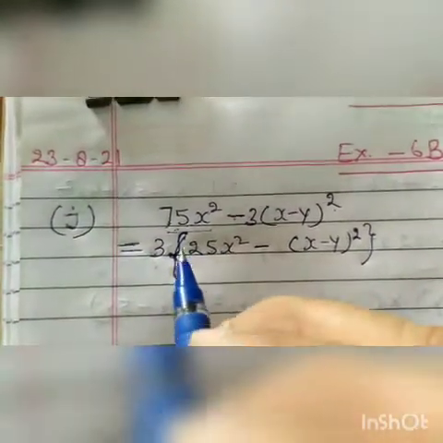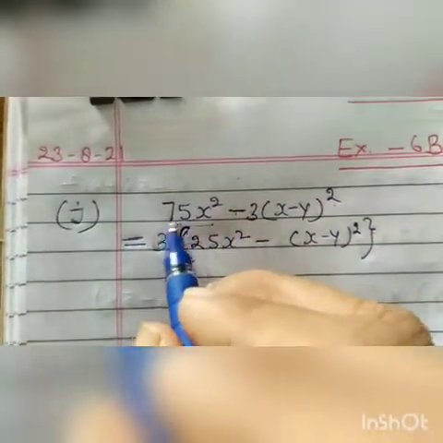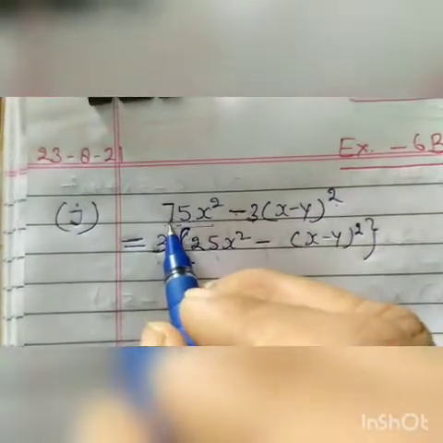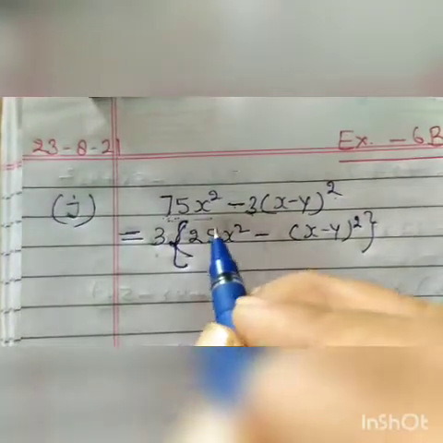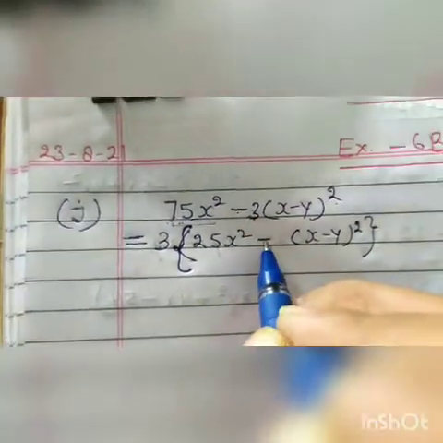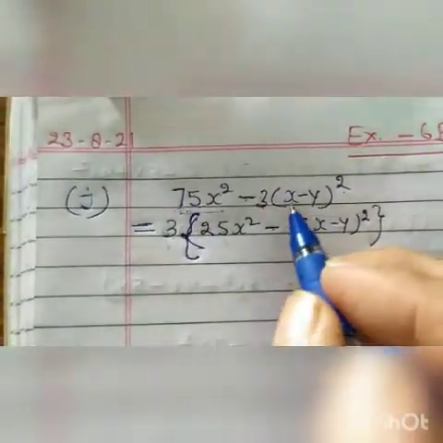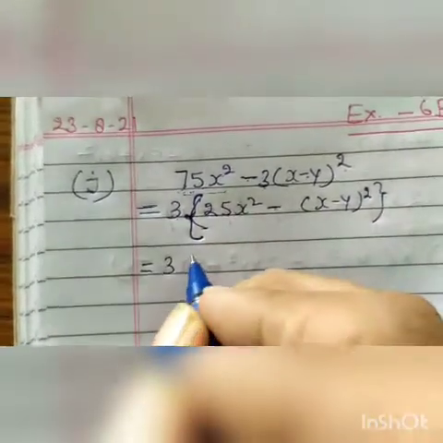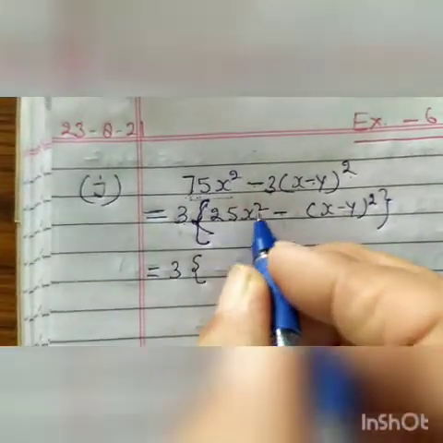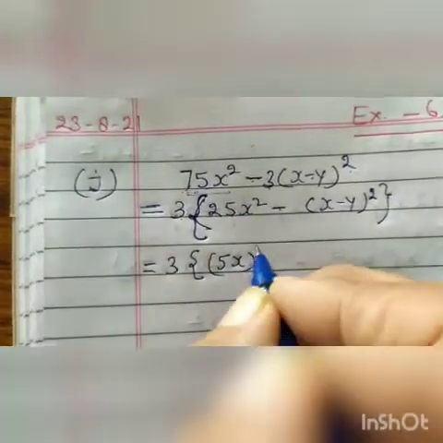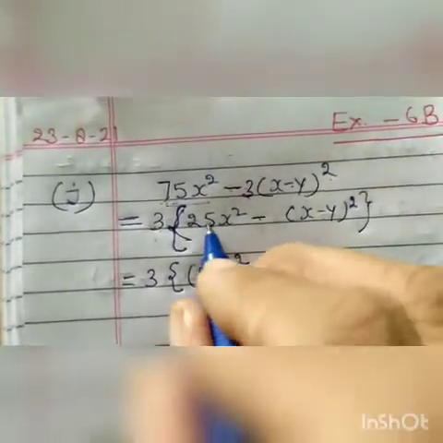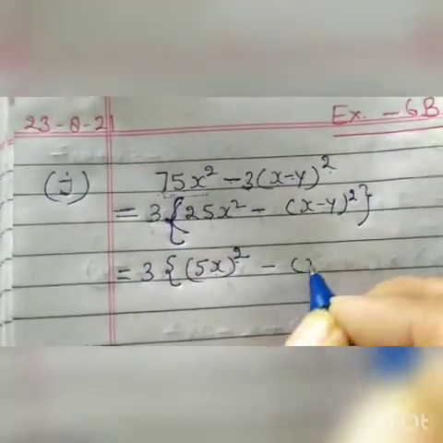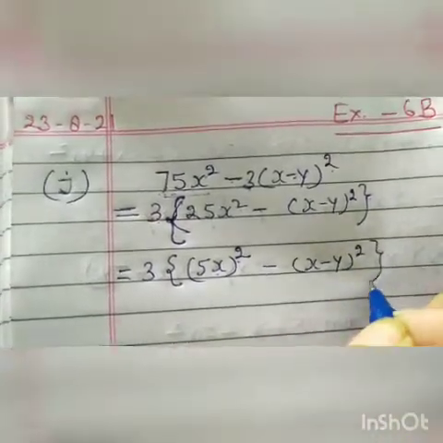See again. If we take 3 common from both the terms, then 3 ones are 3, 3 twos are 6, 1 remainder, 15, 3 fives are 15, 25x square minus. 3 is already common, so x minus y whole square. Now this 3 will be written as it is, bracket, this 25x square is the square of 5x, so we can write it as 5x whole square, then minus x minus y whole square, bracket.